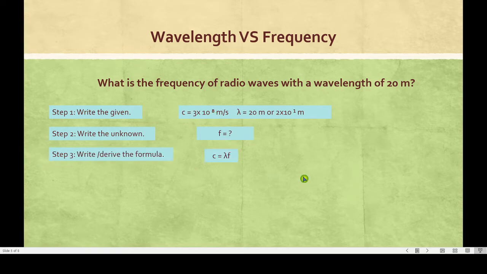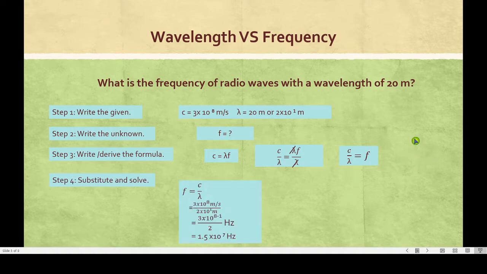Then write or derive the formula. Again, the main formula is C is equal to lambda F. Then to derive the equation for F, divide both sides by lambda to eliminate the lambda. You now have F is equal to C over wavelength, and we are going to use this equation to solve for the frequency. Take note of what is being asked: the frequency. So the unknown is the frequency.